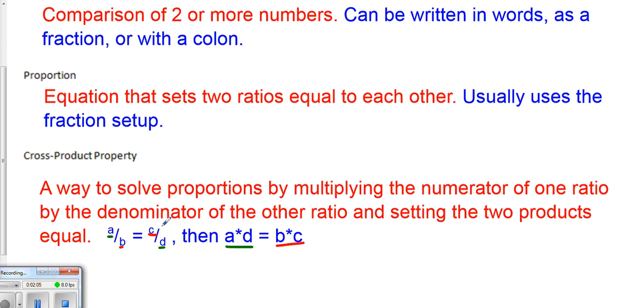Now why it's called the cross product is because we can do B times C, kind of going across like this, and A times D, going across like that, and they crisscross and make kind of an X shape there. So that's why it's called the cross product. If we have this proportion, one ratio equal to another ratio, cross them out like that, take their products. A times D is the same as B times C.